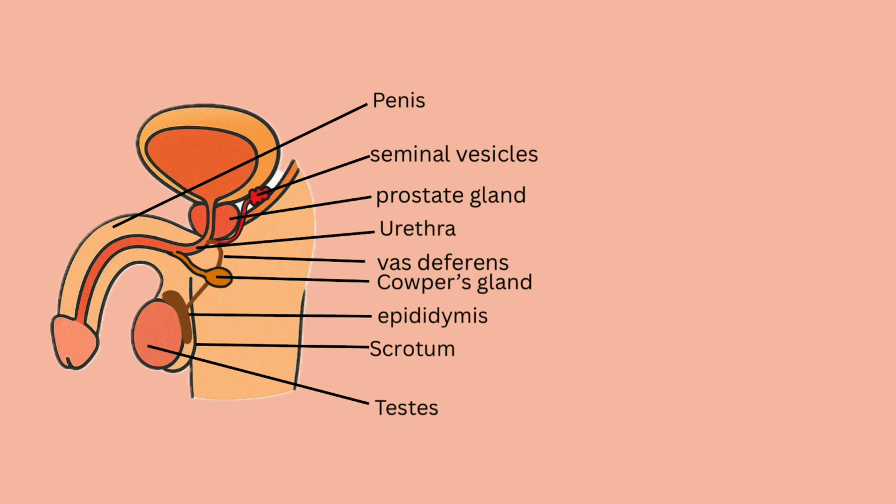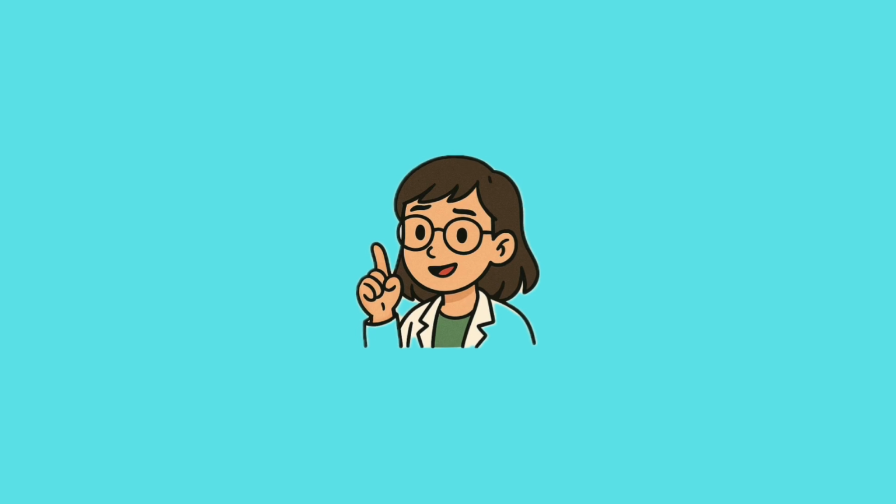So, to summarize the male system in a simple sequence, the testes produce sperm, the epididymis stores and matures them, the vas deferens transports them, the glands add fluids to create semen, and the penis and urethra deliver them into the female body. Before we move on, let's quickly talk about the sperm cell.